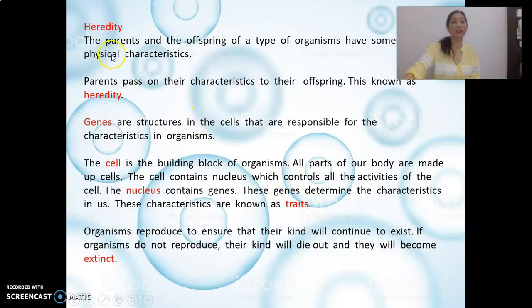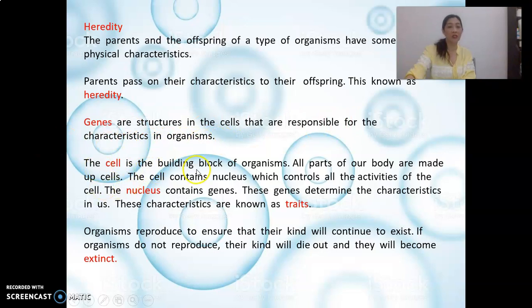So what is heredity? So the parents, mother and father, and the offspring, their baby or son or daughter of a type of organism have some similar physical characteristics. Parents pass on their characteristic to their offspring, to their baby. This is known as heredity. So genes are structures in the cells that are responsible for the characteristics of an organism.